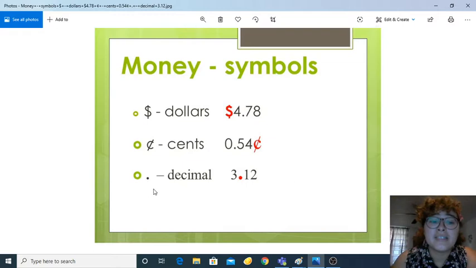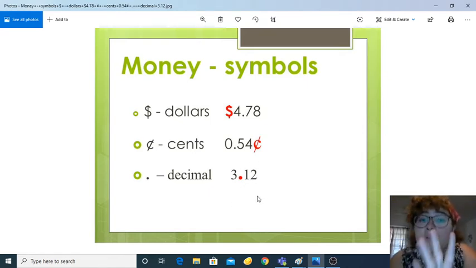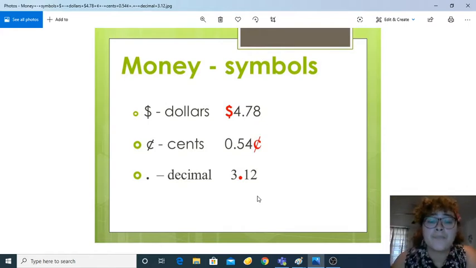Then we have our decimal, which is the little dot I told you guys about when we were doing our math problems together. That indicates the separation between the dollars and our cents. So those three symbols are super important for us to know what money we're talking about, okay? If we don't have that decimal and we put a dollar sign, we'd have $312. So it's very important for you guys to put the decimal if there are some cents, okay?